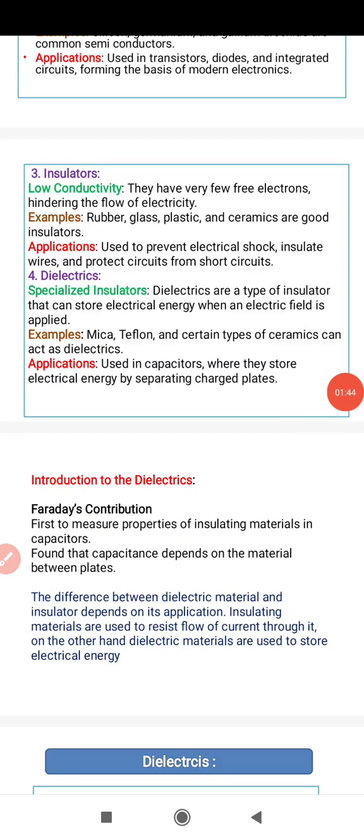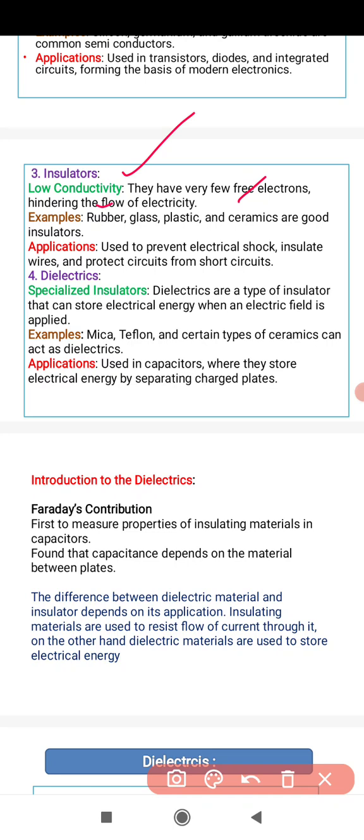Now we see the insulators. Insulators have low conductivity because they have very few free electrons, hindering the flow of electricity. Examples are rubber, glass, plastic, and ceramics, which are good insulators. Insulators are used to prevent electric shock, insulate wires, and protect circuits from short circuits.